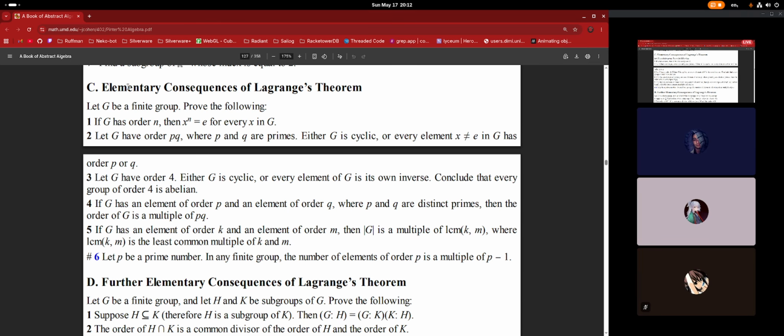Can I just say that C3 is actually kind of silly? Let G have order 4. Either G is cyclic or every element of G is its own inverse. Conclude that every group of order 4 is abelian. Can you elaborate? It's kind of silly because just because you happen to have order 4, you are forced into being commutative. I don't know, that's funny to me for some reason.